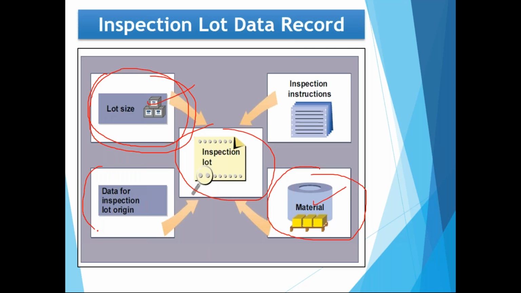Next one is data for inspection lot origin. Why is this inspection lot generated? Because of what activity? That you can see here. Next one is inspection instructions. That is your inspection plan. That also it will contain. I will show you this in the system.